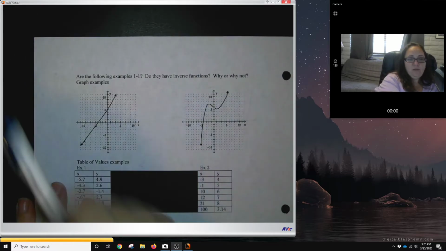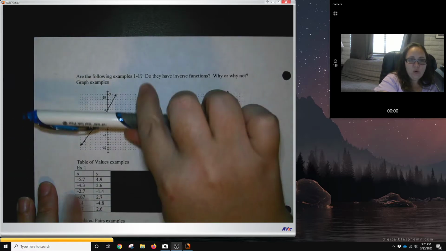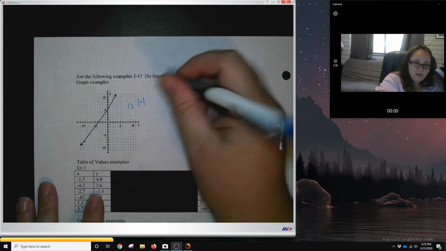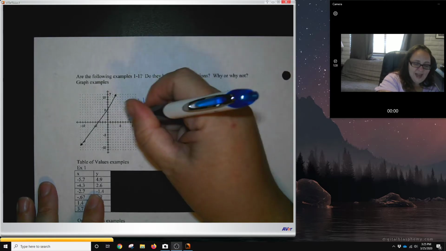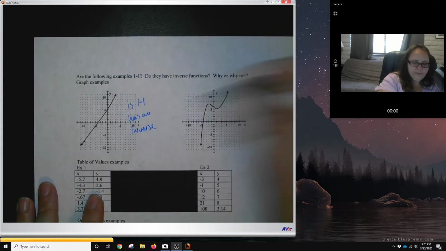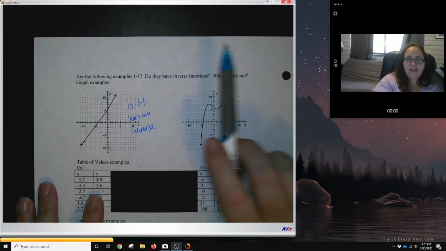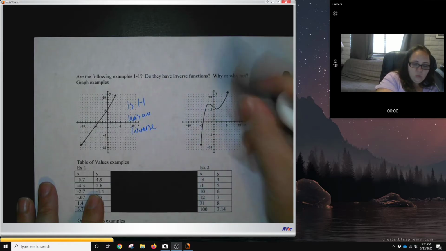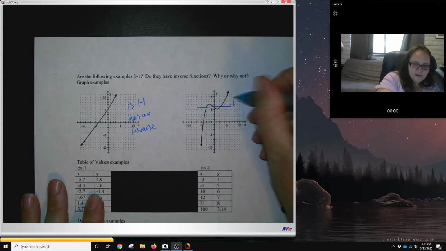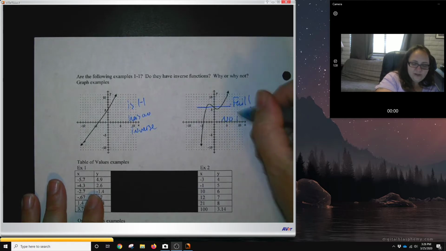This graph would pass the vertical line test, and it would also pass the horizontal line test. So this is one-to-one. That means that it has an inverse. And while this graph would pass the vertical line test, so it is a function, it would not pass the horizontal line test. So it doesn't have an inverse.